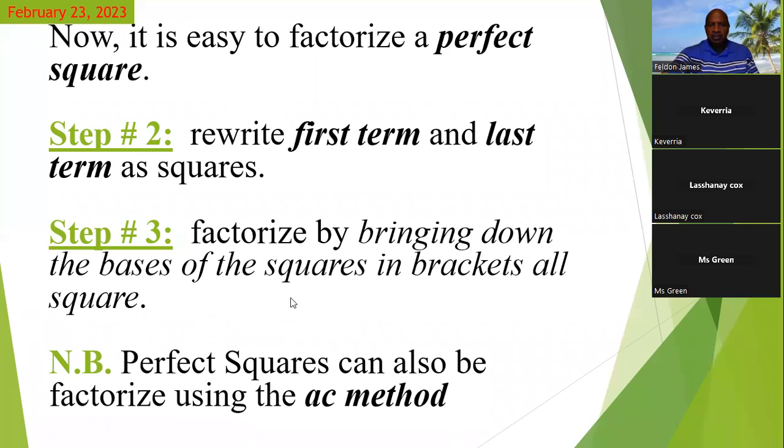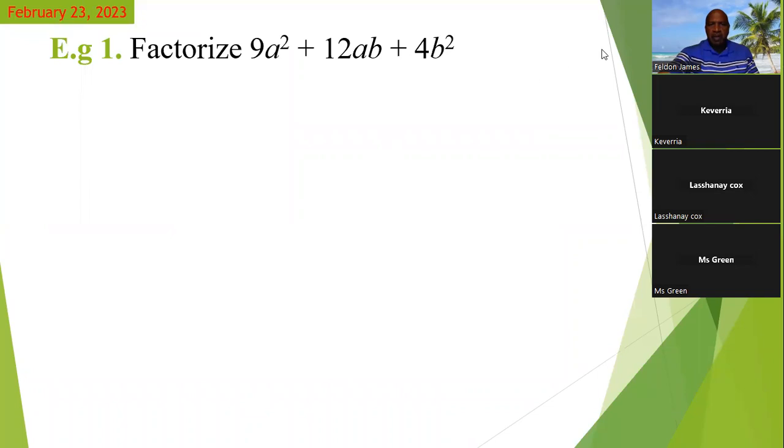Now, that is a short, simple way of factorizing a perfect square. But note that a perfect square can also be factorized using the AC method. Remember, we would have learned the AC method in a previous class, all right? Now, looking back at this example, we would have seen it in the previous class. We're just going to go back to it quickly so that we can understand what we're doing when we're factorizing.